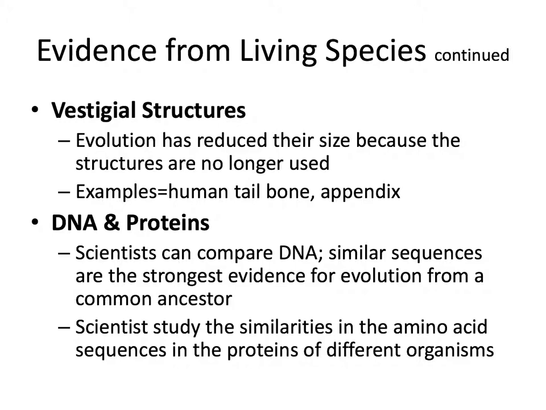The next one is vestigial structures. Vestigial structures are structures in which evolution has reduced their size because the structures are no longer used. An example of this is the human tailbone, right? So our ancient ancestors probably had a tail which became reduced in size until it was smaller and smaller and smaller, and today our tailbone is vestigial. It doesn't really serve a function of holding a tail anymore.